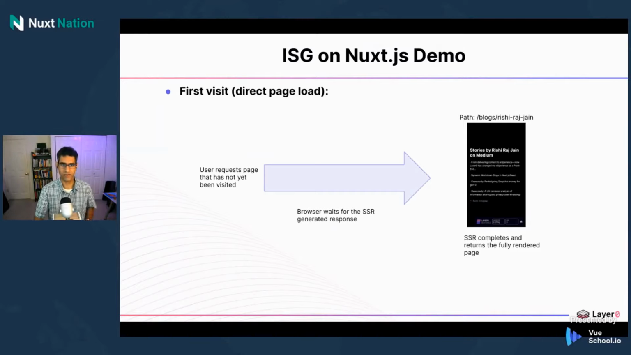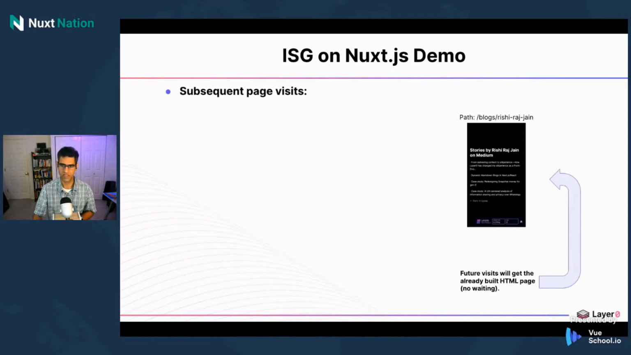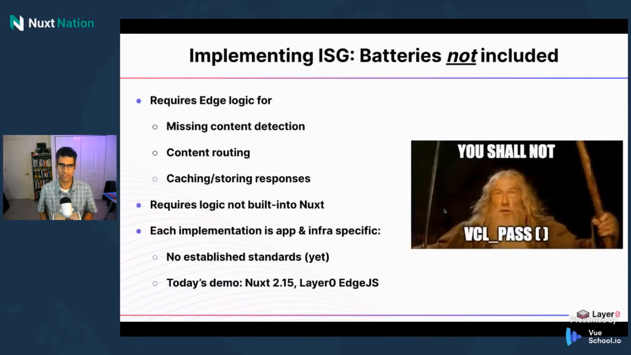If they had visited first with a direct page load, it's going to behave like fallback blocking, where it would have just waited for that response, but any future visits would get the full HTML page.